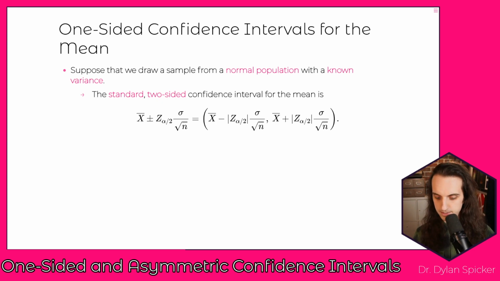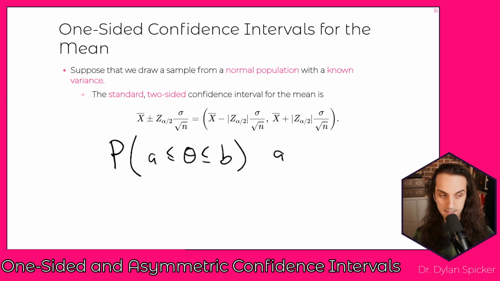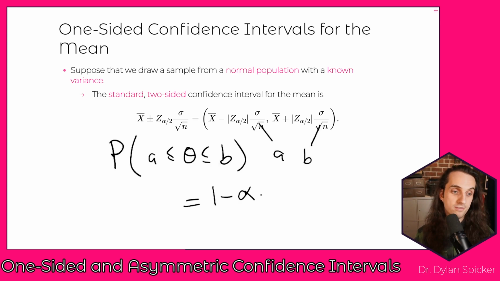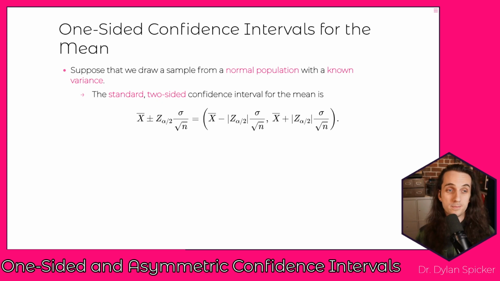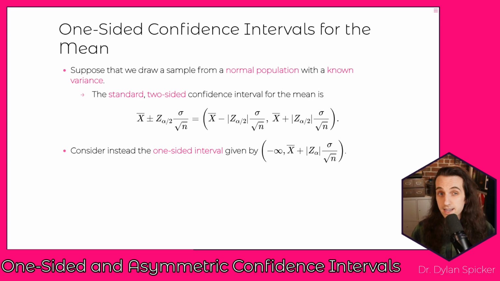And what we're saying by this being a valid confidence interval, right, is that if we were to take the probability that we have, say, A less than or equal to theta less than or equal to B, right, where A is going to be this lower bound here, and B is going to be this upper bound here, right, then this is going to be equal to 1 minus alpha. That's what defines this to be a confidence interval, right? So that's why this is a valid two-sided confidence interval. And we say it's two-sided because the upper and lower bound are going to be both sort of equally well defined. But we could consider a one-sided interval, right?